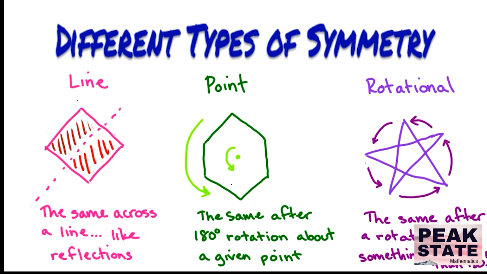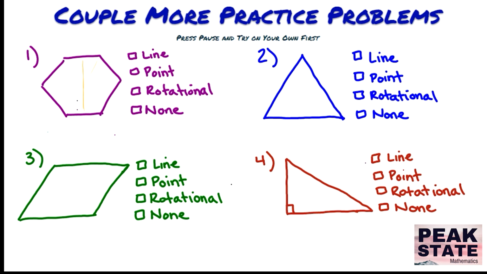You want to identify how many of each type of symmetry each object's got. Here we go.